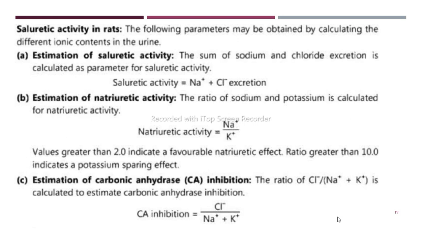Okay, then third is the estimation of carbonic anhydrase inhibition. The ratio of chloride to sodium plus potassium is calculated to estimate carbonic anhydrase inhibition, and the formula given is: carbonic anhydrase inhibition is equal to chloride divided by sodium plus potassium. It will give us the carbonic anhydrase inhibition value.